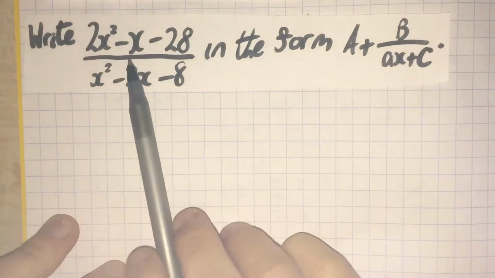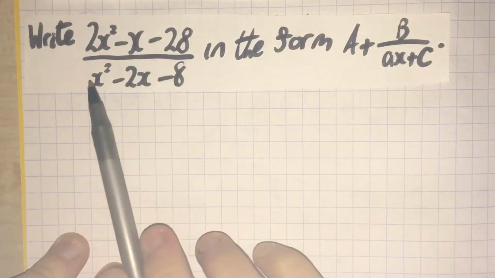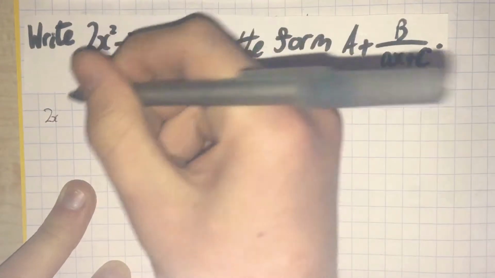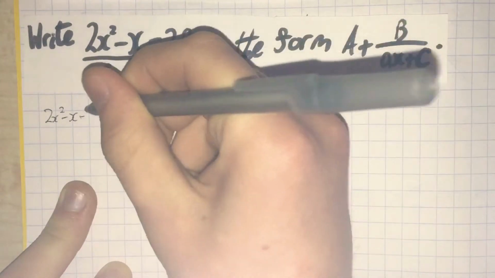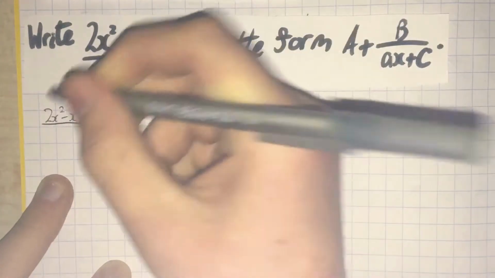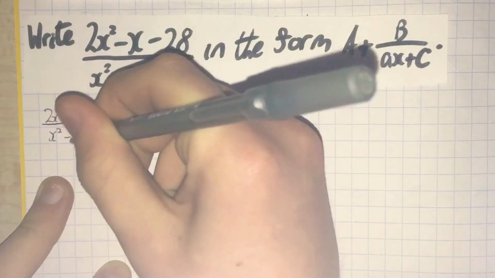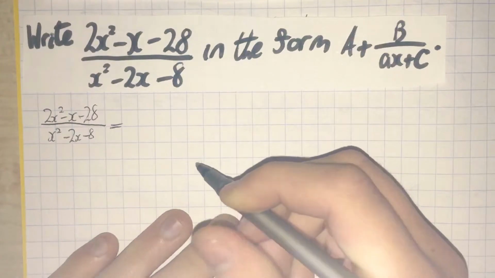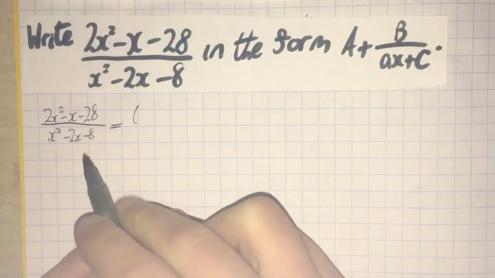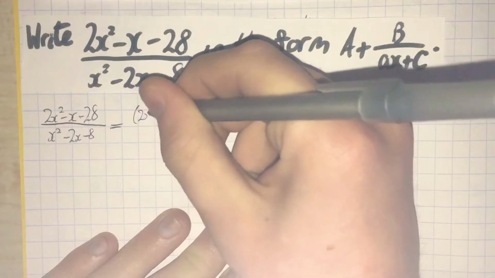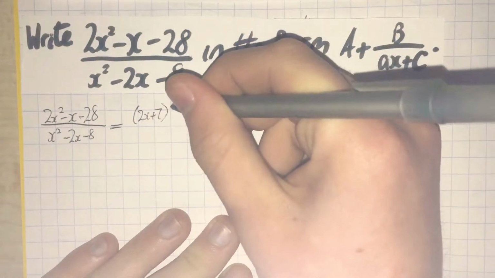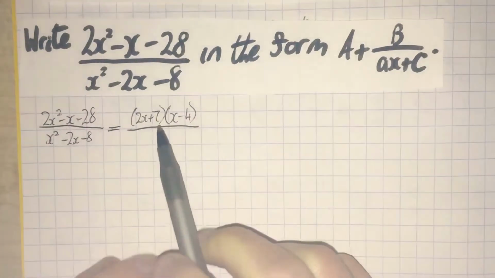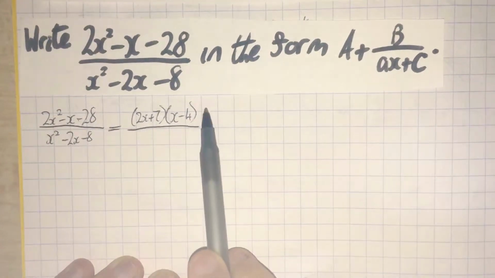Right, so we can actually change this and this to equal, so we have 2x squared minus x minus 28 all over x squared minus 2x minus 8. This will equal, if we factorize both parts, 2x plus 7 times x minus 4. Hopefully you can see where we got that.